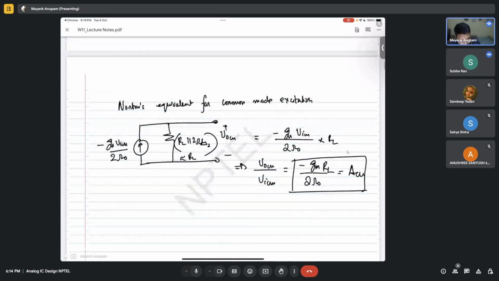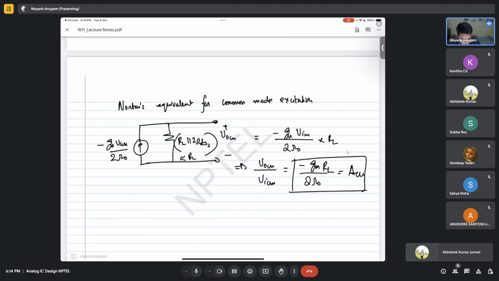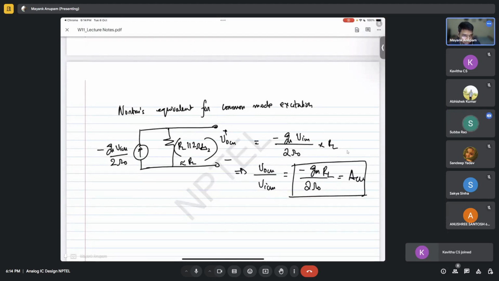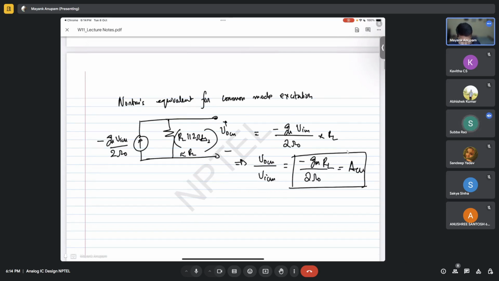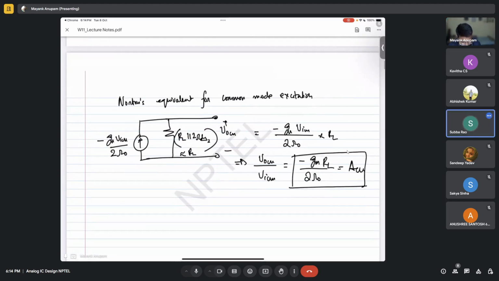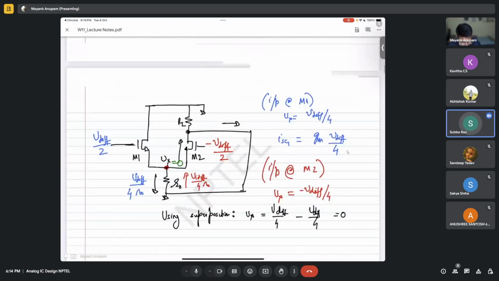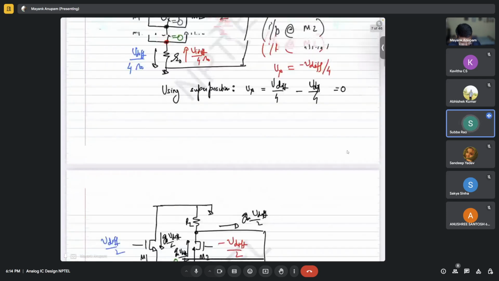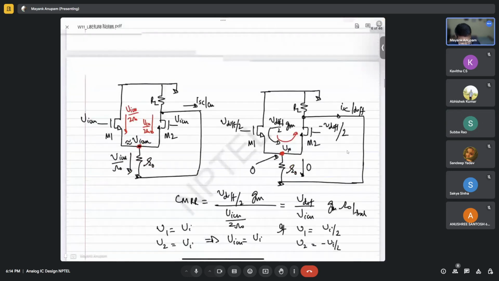GM times RL is dimensionally, it has no dimension, right? Divide by 2 R naught, the dimension becomes overall that of conductance. So this is dimensionally incorrect. Some mistake has been done in the calculation, something might have been missed. I initially checked with the ratios of gains, then I got a different answer. Actually you should check with the gains ratio only.